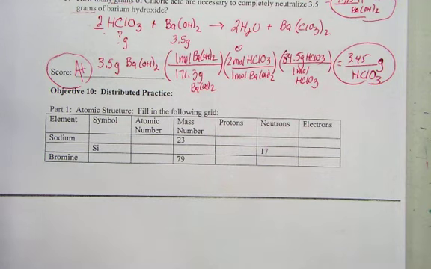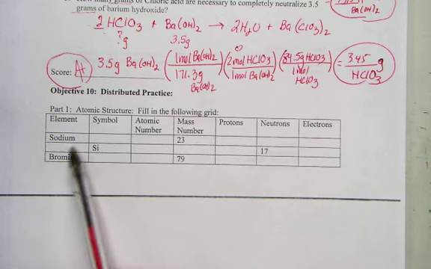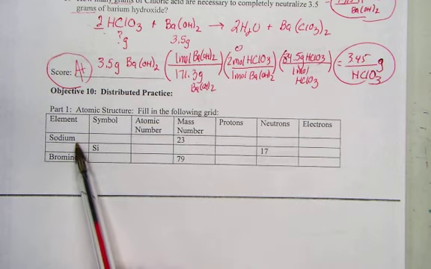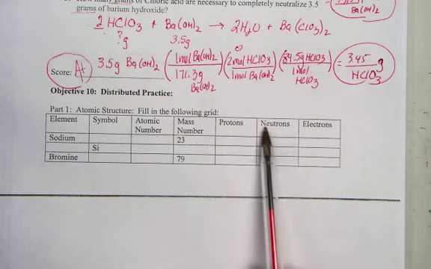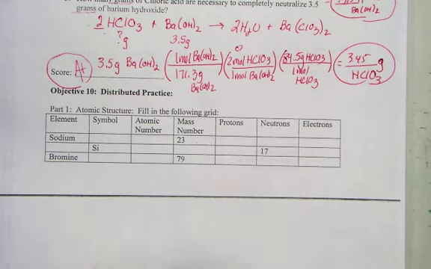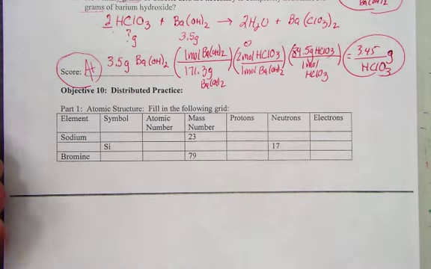Objective 10. Our final objective on practice test B is a distributive practice objective going way back to the beginning of the school year, thinking about periodic table skills. We're being asked to look up some information about the atoms in terms of atomic number, mass number, protons, neutrons, and electrons. I'd like to just write some handy notes underneath this table before I go ahead and start giving answers.